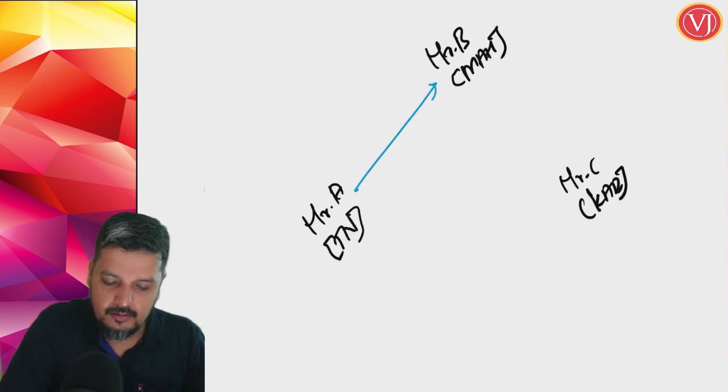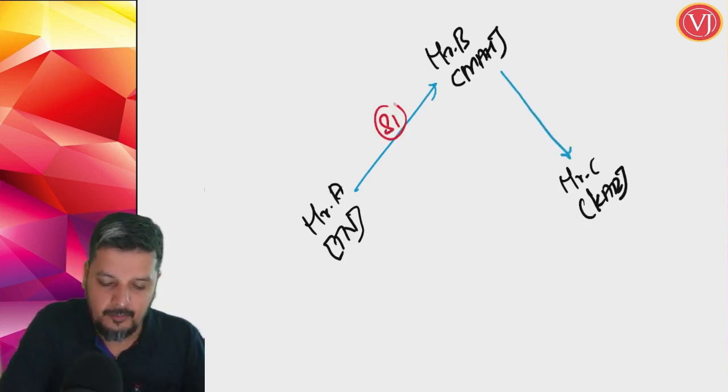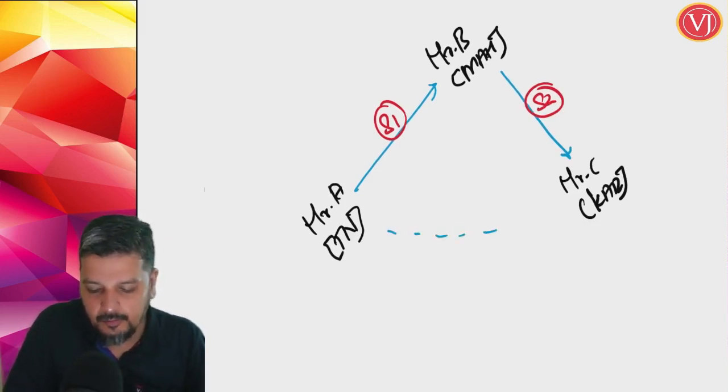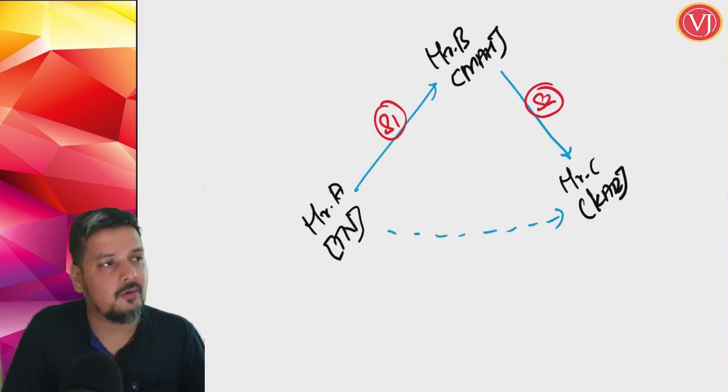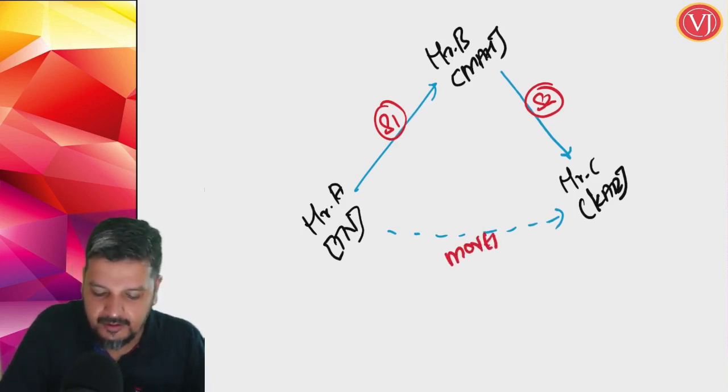Correct? Now, how many supplies are there? Supplies are 2. Supply 1, supply 2. How many movements are there? Directly the goods are moving from Tamil Nadu to Karnataka. So, movement is only 1. There is no contract between A and C. There is only movement. B has ordered.